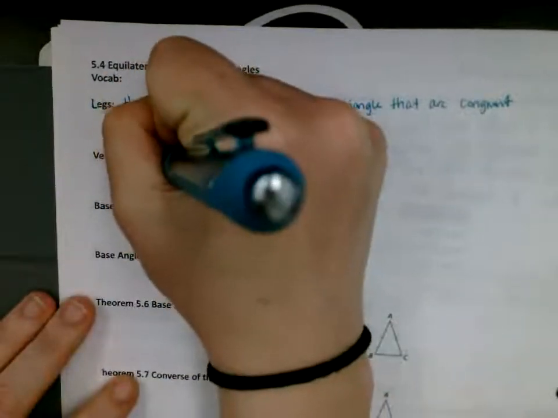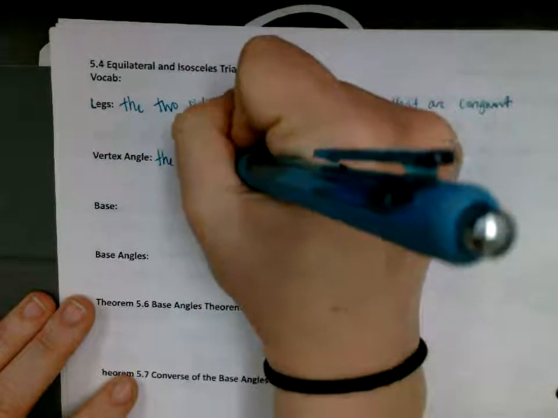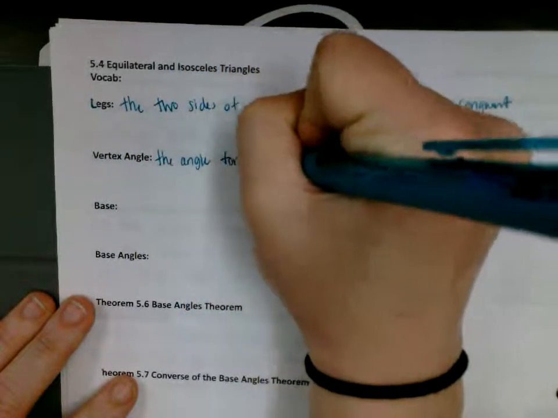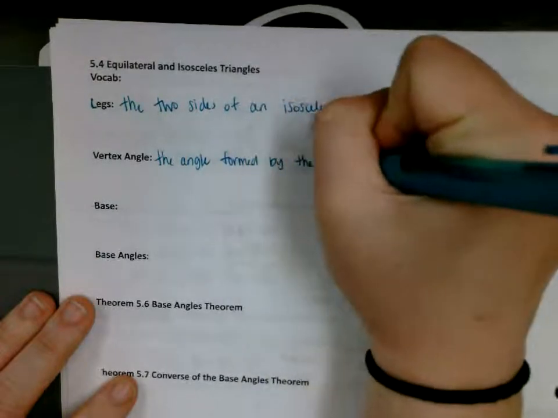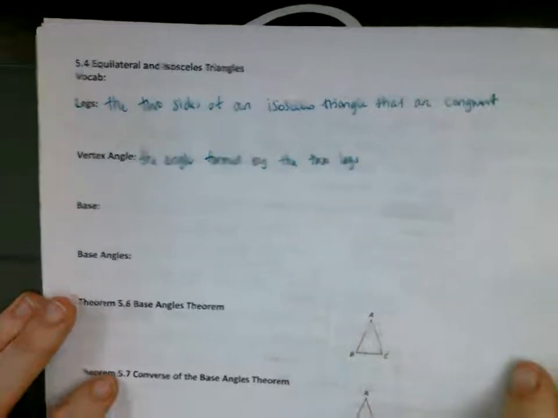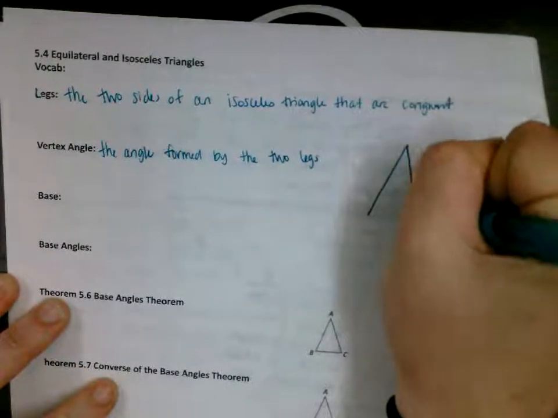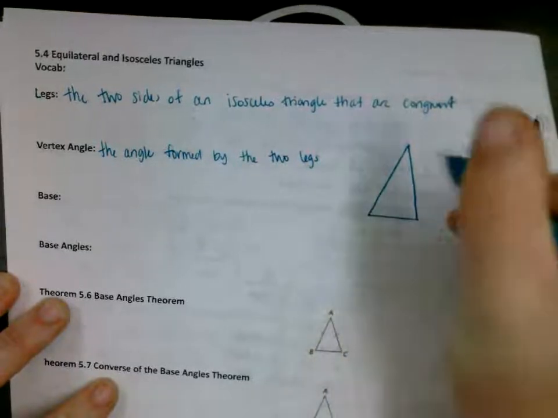Okay, the next one is vertex angle. And it is the angle formed by the two legs. Okay, so we're going to go ahead and pause here, and I'm actually going to have you draw an isosceles triangle, okay, to the best of your ability.